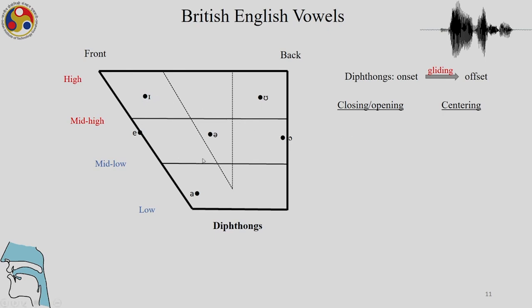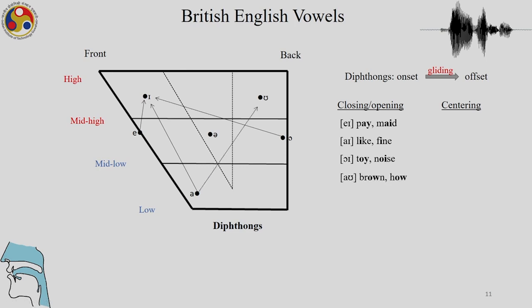So let's look at them again. We have the first one here, as you can see, A moving towards E. This is a closing diphthong. We have closing, opening, and centering diphthongs, depending on where the movement is happening towards. If it's towards a closing position, it's a closing diphthong. Similarly, we have A, and then we have I, as in like. We have A as in pay, made, etc. And then we have oi, as in toy.